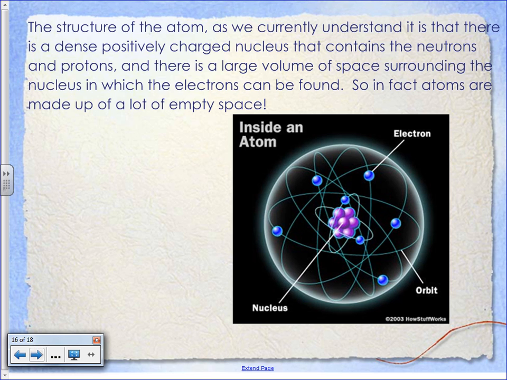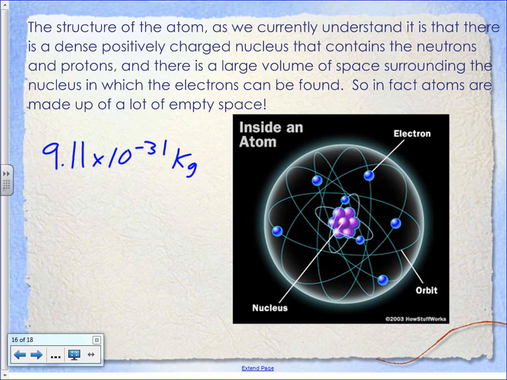All right. So the structure of the atom as we currently understand it is that there's a dense, positively charged nucleus that has the protons and the neutrons. That's the heaviest part. In fact, like 99% of the mass of all atoms is in the nucleus. Electrons are incredibly small. To give you some idea, they are 9.11 times 10 to the minus 31 kilograms.